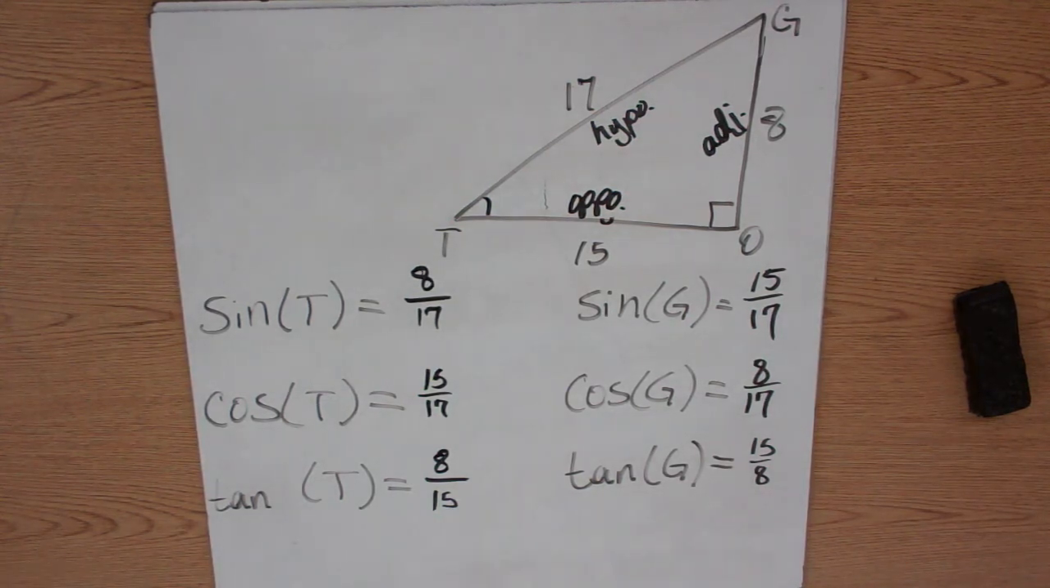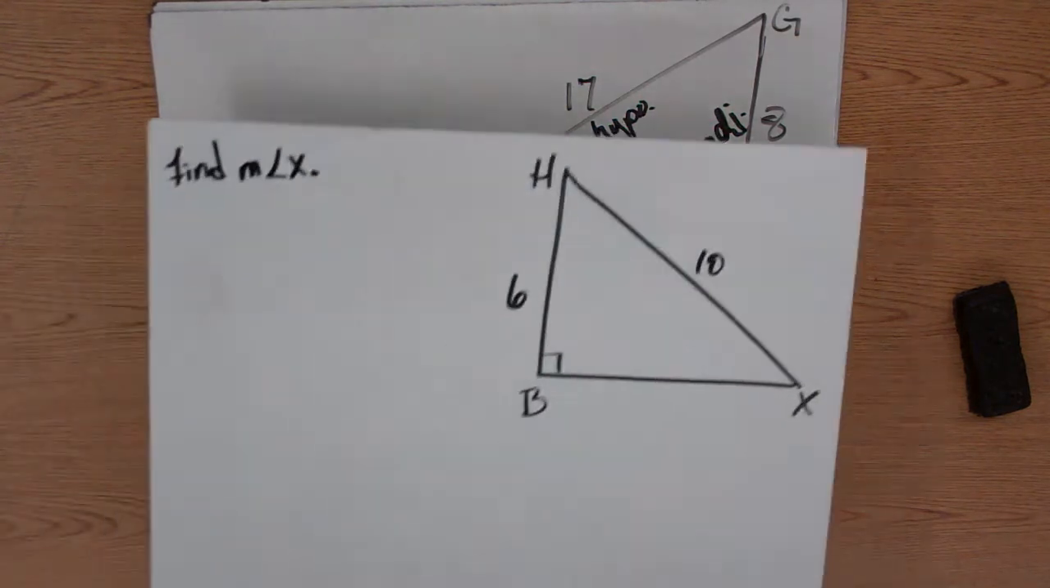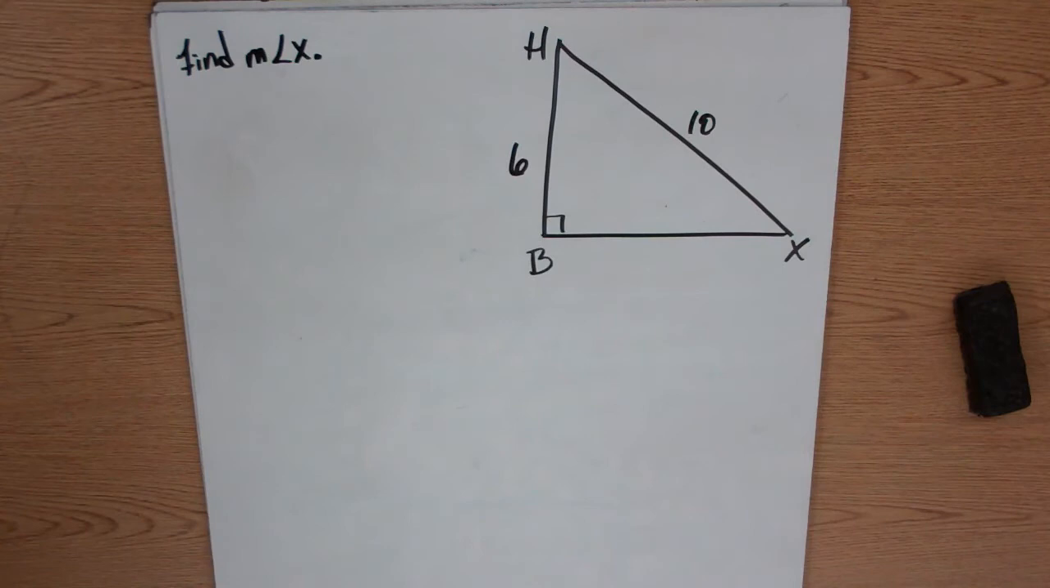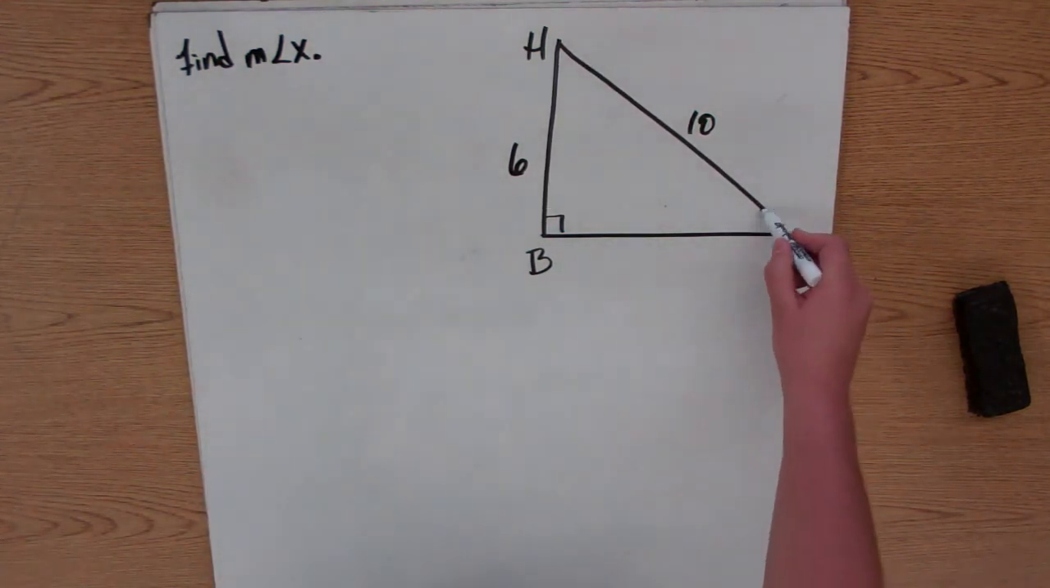Now, what happens, so if you have an angle and you're asked to find sides, this is how you do that. But what happens if now we want to find the measure of angle x? All right, what happens if we want to find the measure of angle x? All right, so here's what we would do. All right, we want to find this angle.